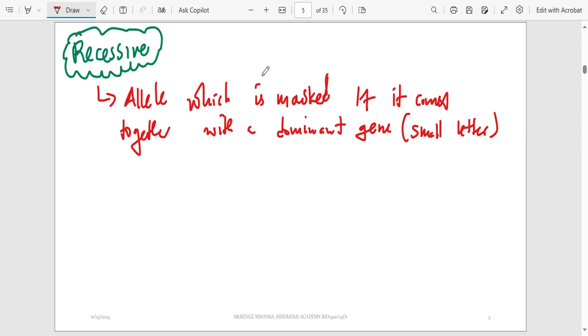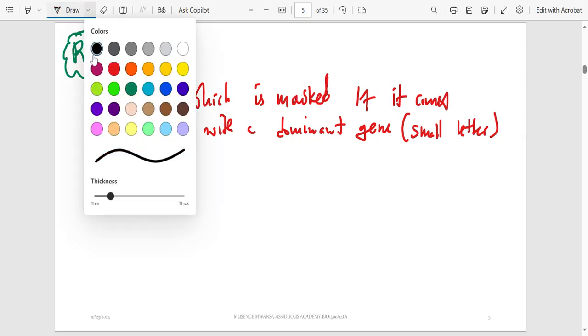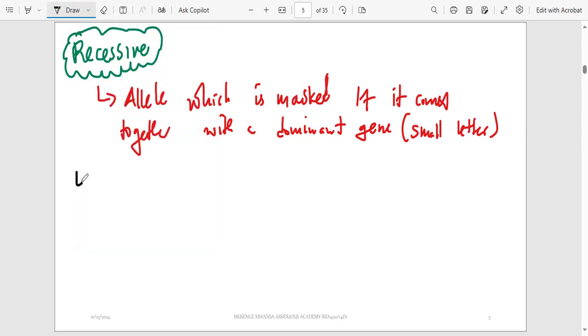Let's give an example. Okay? An example. Let's say you have got your mother. We are going to talk about first the genotype. Okay, we start with the phenotype. Phenotype is a physical appearance.